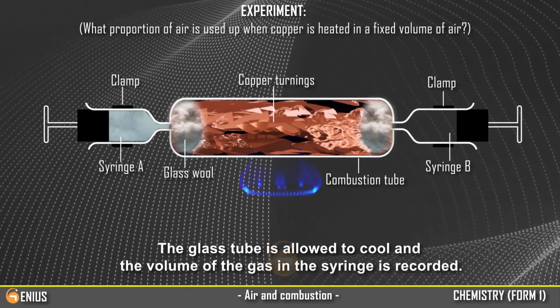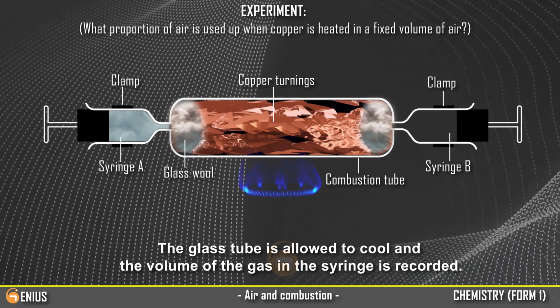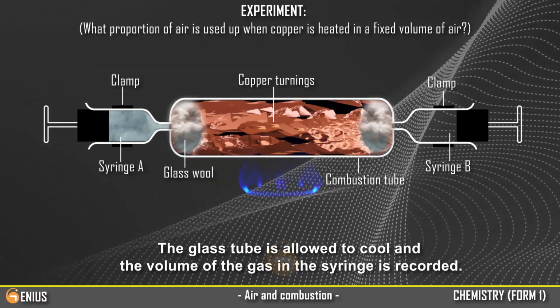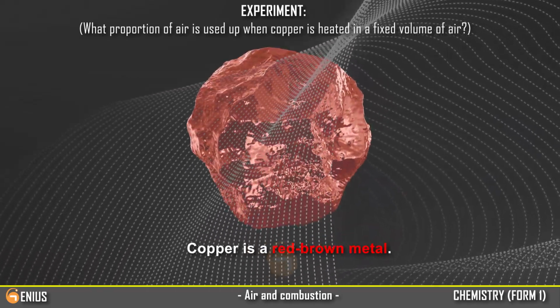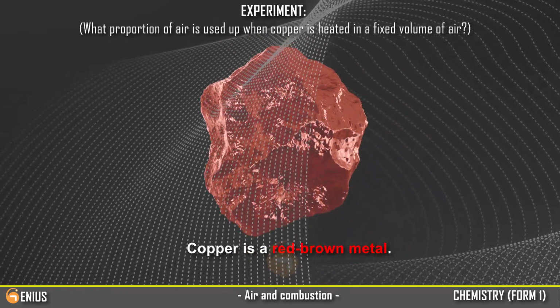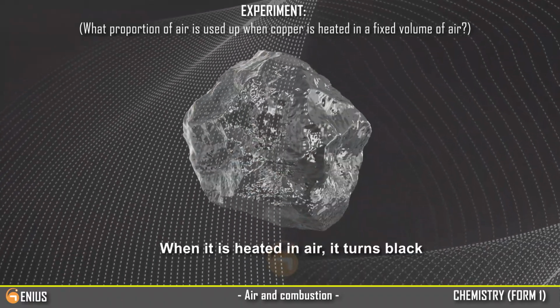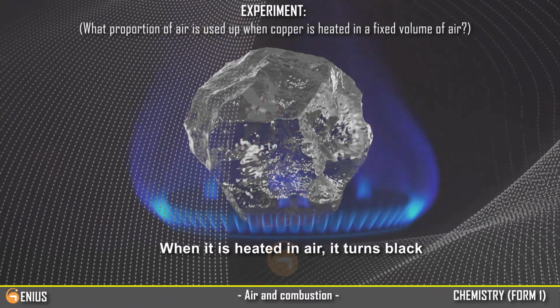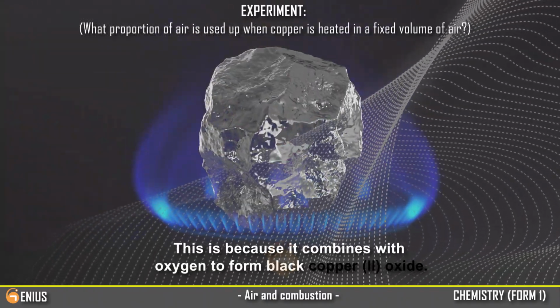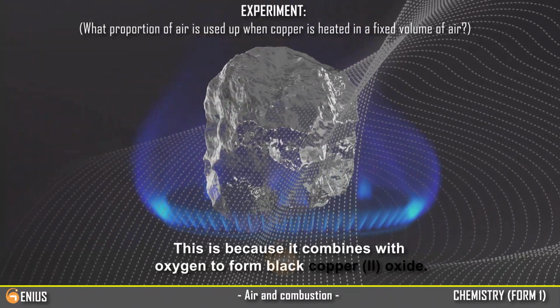The glass tube is allowed to cool and the volume of the gas in the syringe is recorded. Copper is a red-brown metal. When it is heated in air, it turns black. This is because it combines with oxygen to form black copper(II) oxide.